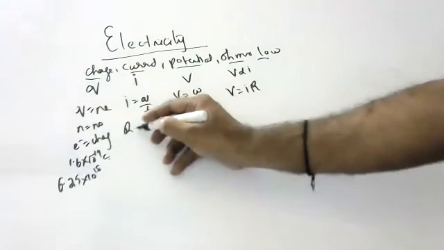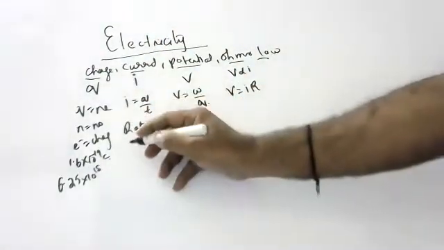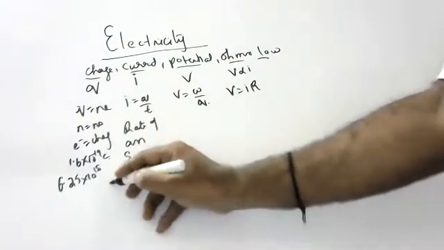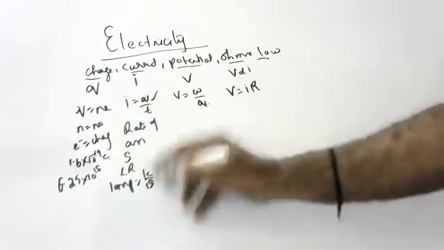Here I told that the rate of flow of charge is called current. In the previous classes I told, and also I said, current is measured by an ammeter. An ammeter is connected in series because it has low resistance. And what is 1 ampere? When 1 coulomb flows for 1 second, it is called 1 ampere.